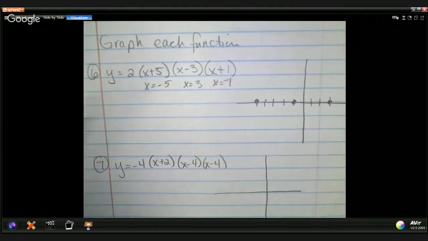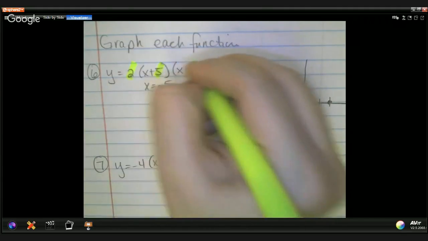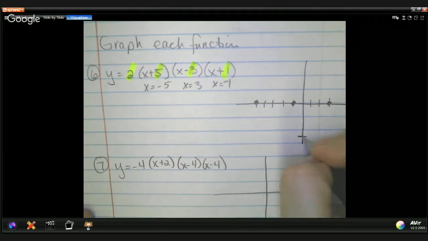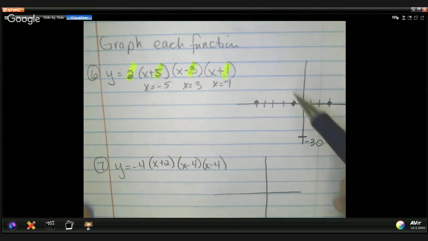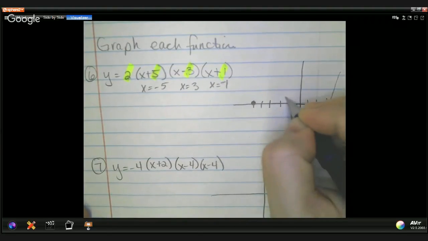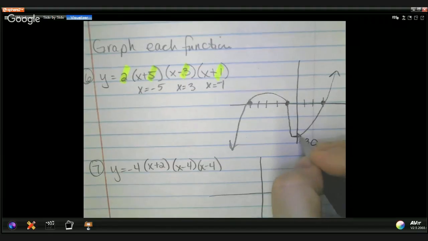The way I'm going to find my y-intercept is I'm going to multiply all my numbers without variables. So 2 times 5 is 10, times -3 is -30, times 1 is -30. So I'm down here again. And it's positive, so it's probably going to do about the same thing. Go down, up, and down. And that's the gist of what my graph is. Again, it could be a little different, but I want to make sure it passes through those points.